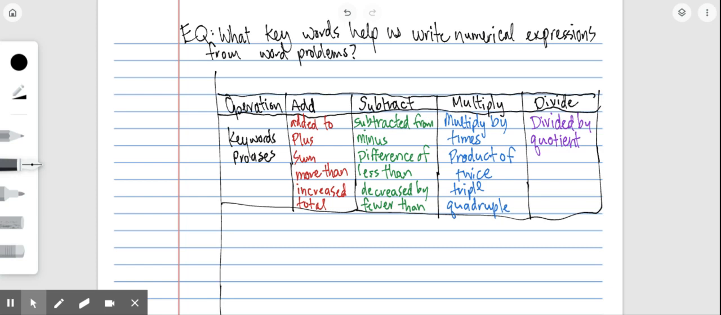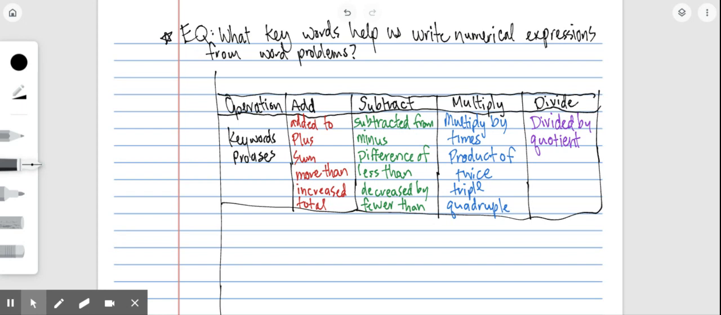All right, beautiful people. Today we're starting 5.2 and we're going to ask ourselves the essential question, what keywords help us write numerical expressions from word problems? So I also had you write down this handy dandy table that gives you operations and keywords or phrases that mean that operation. These are all operations and keywords that you probably had seen or used before. You know, added to means add, plus means add, sum means add, more than means add, blah, blah, blah, all the way through to divide, okay?